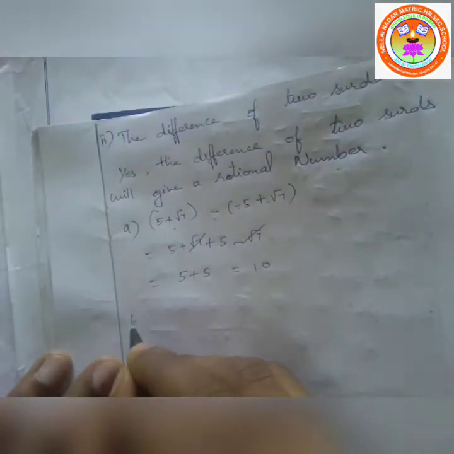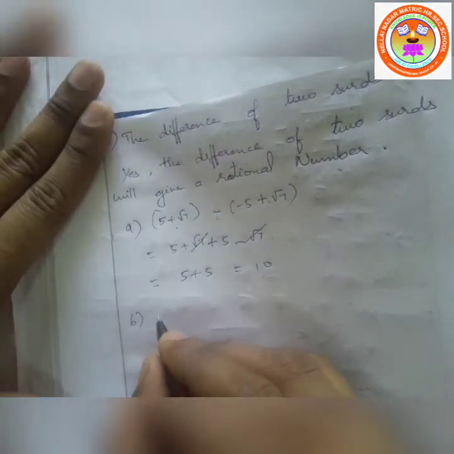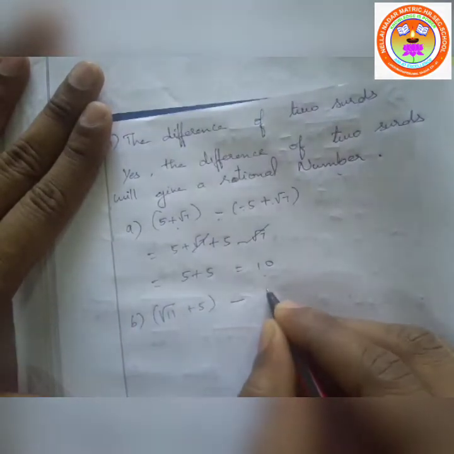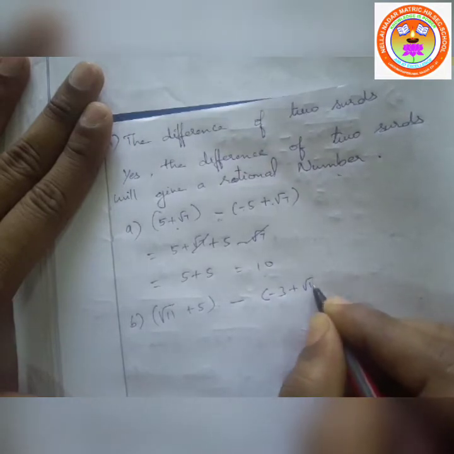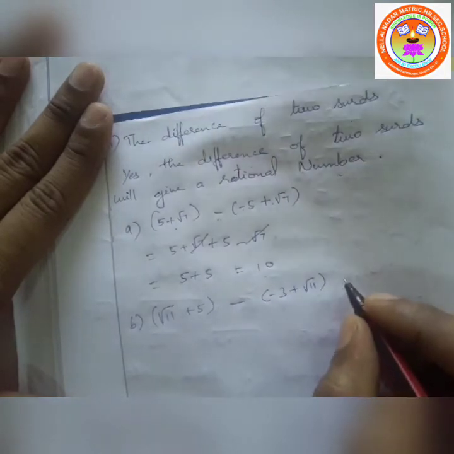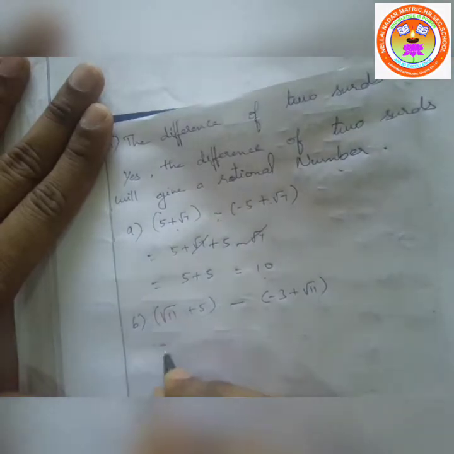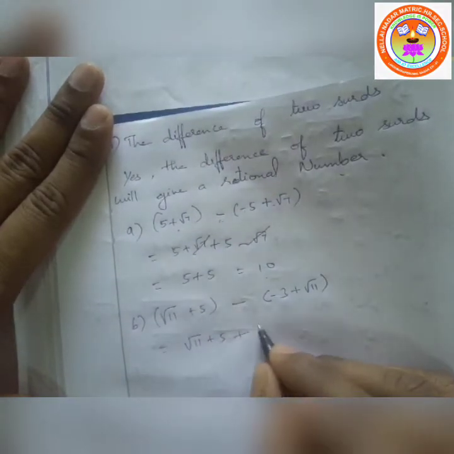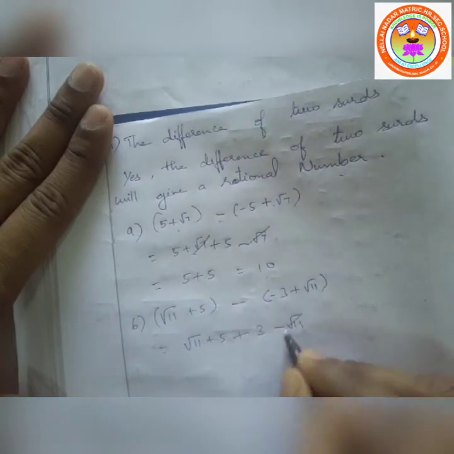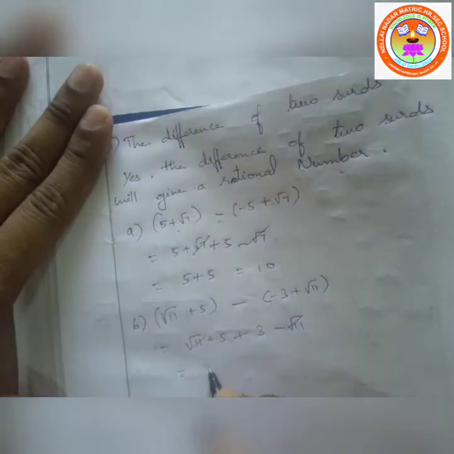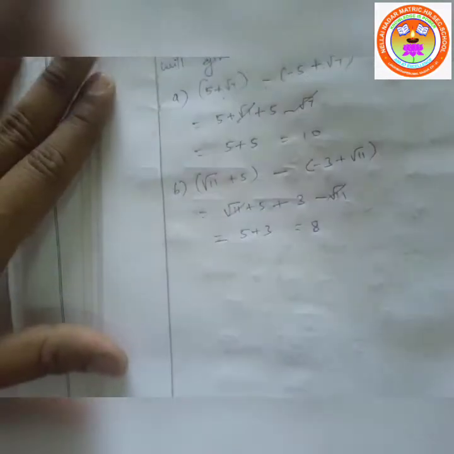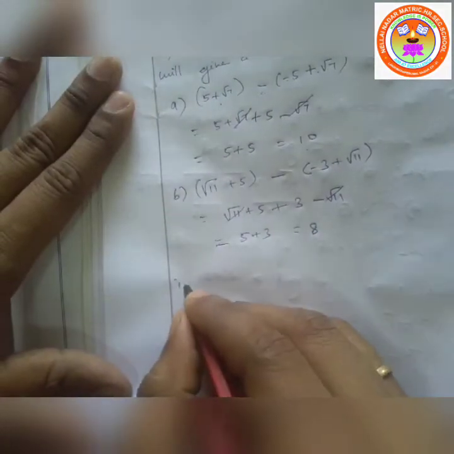So here what you understood, if you take two surds and subtract them, you will get a rational number. Another example we will see, that is root 11 plus 5 minus 3 plus root 11. So here also root 11 plus 5 minus of minus plus 3 minus root 11. Root 11 will get cancelled. 5 plus 3, 8 is the answer. Similar way, we will move on to the third subdivision.